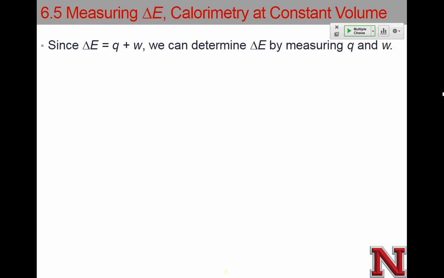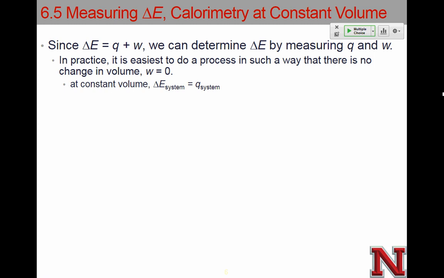So since our delta E is equal to our heat plus our work, we can determine delta E by measuring heat and work, and that makes sense. But in practice, that's not always easy to do, especially if we're talking about a chemical reaction. It's not so easy to figure out the heat and the work of the actual reaction. So in actual practice, it's a bit easier to do a process in a way that there's no change in volume, so our work is equal to 0.